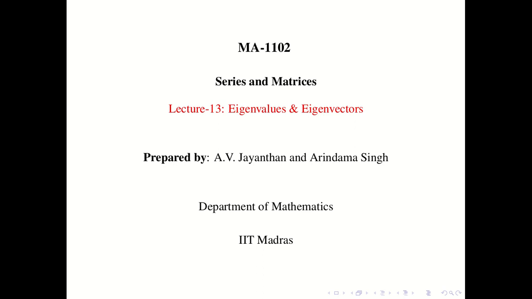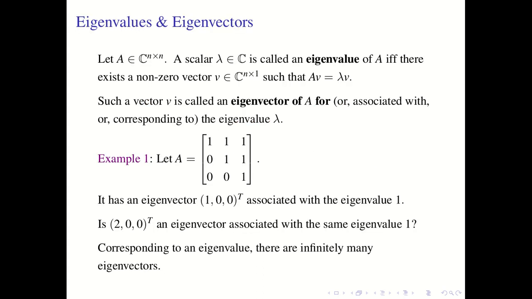Welcome to lecture 13. In this lecture, we introduce eigenvalues and eigenvectors, and we look at some of its basic properties and a couple of examples. Let A be an n by n complex matrix. That means A is a matrix in C n cross n.